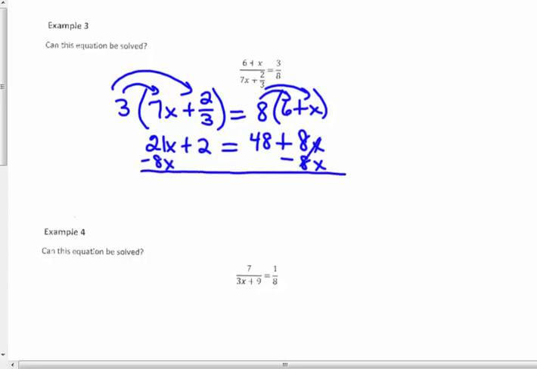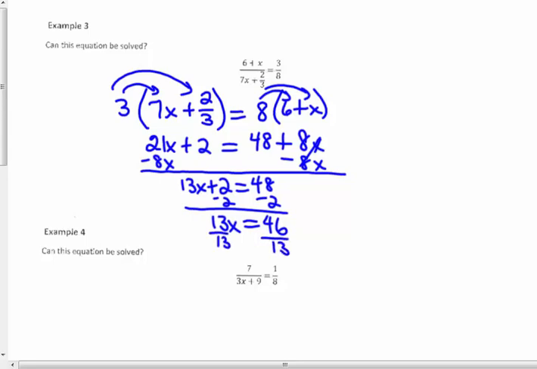I get 13x plus 2 has to equal 48. Subtracting 2, I get 13x equals 46. Dividing by 13, using all those good properties of equality, I get x is equal to 46/13. And I'm going to leave it rational like that. x is equal to 46/13.